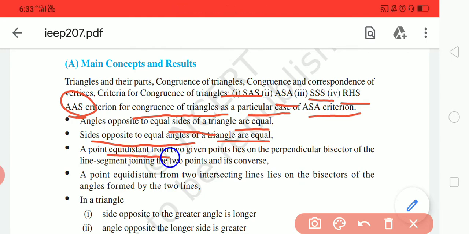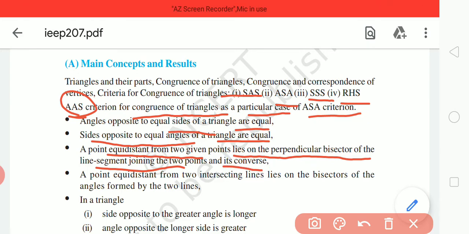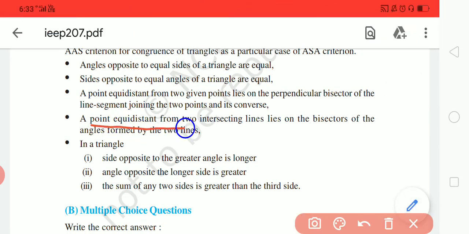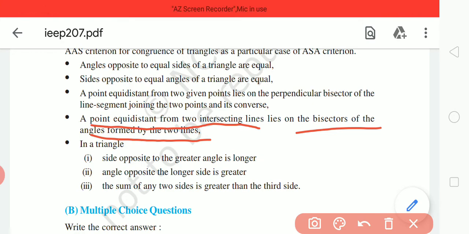A point equidistant from two given points lies on the perpendicular bisector of the line segment joining the two points, and its converse, right? That is, a point equidistant from two points lies on the perpendicular bisector of the line segment joining the two points, and its converse is also true. A point equidistant from two intersecting lines lies on the bisector of the angle formed by the two lines. Okay, if you have two lines that intersect each other, this point lies on the bisector of the angle.